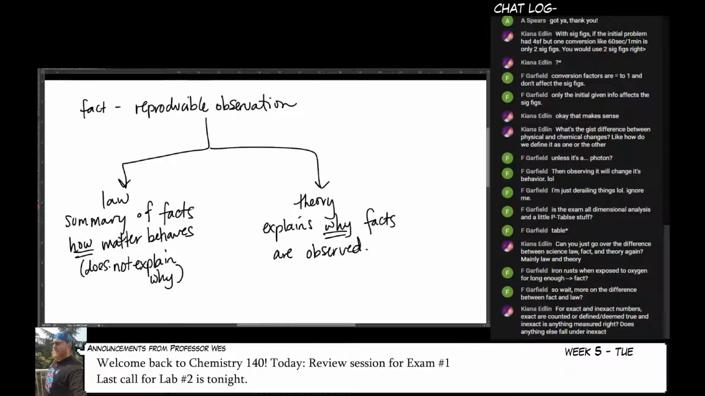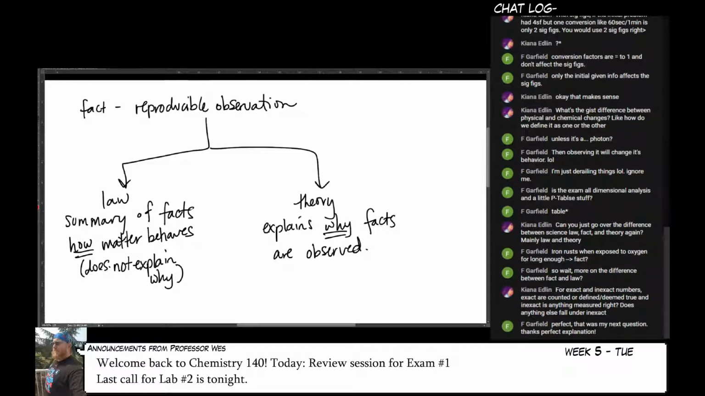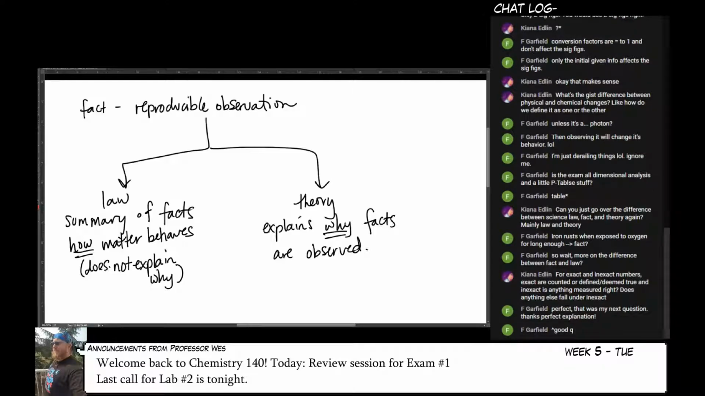So exact numbers are counted or defined. Inexact is everything else. Everything else is inexact, besides what we've defined as exact. So if you define a meter to be 100 centimeters, those are exact. Anything you measure against that meter would then be inexact.